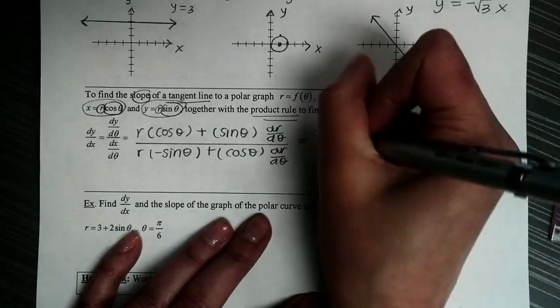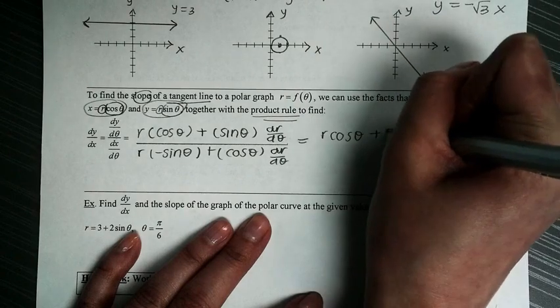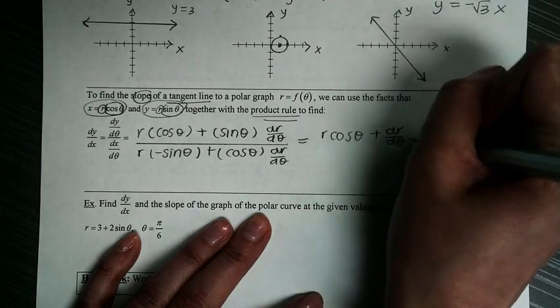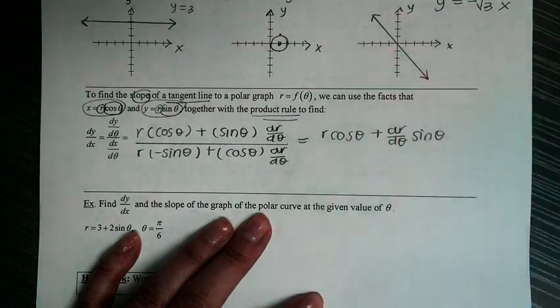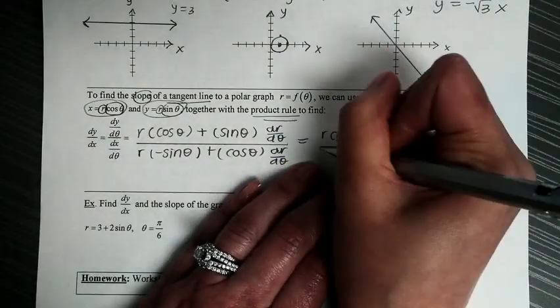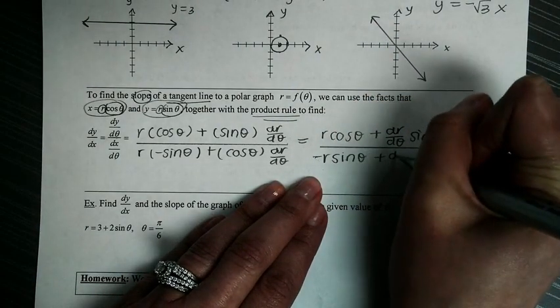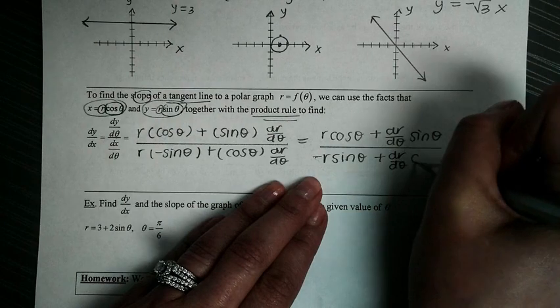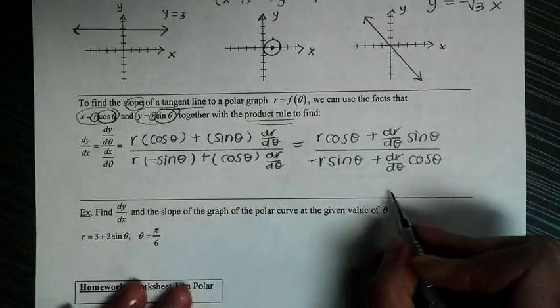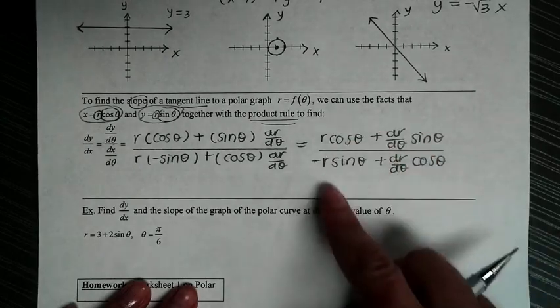How? They are going to reorganize it like this: r cosine theta, and then they put the dr d theta or r prime, whatever notation the textbook or the formula sheet is using, depending on the situation. And then you have negative r sine theta plus dr d theta, cosine theta. I will cover that. So this is the formula that most likely you are going to see in formula sheets and things like that.